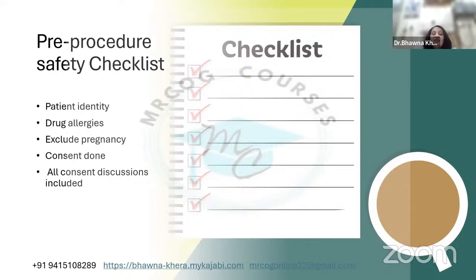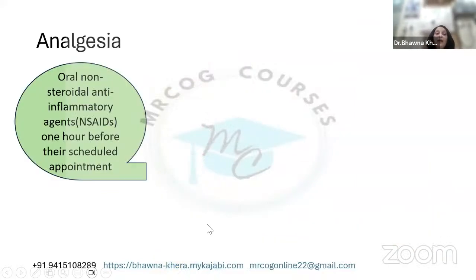All consent discussions, which I have included in the previous slide, they should be discussed, right? If you miss something, then you lag on the safety points. So these are the 2 slides, very, very important for the part 3 people. Now coming to analgesia. As I've already mentioned in the previous slide, the pre-procedure analgesia, that's a very, very important thing, and we need to take care of that.